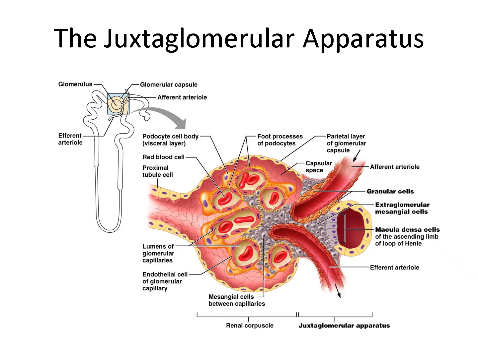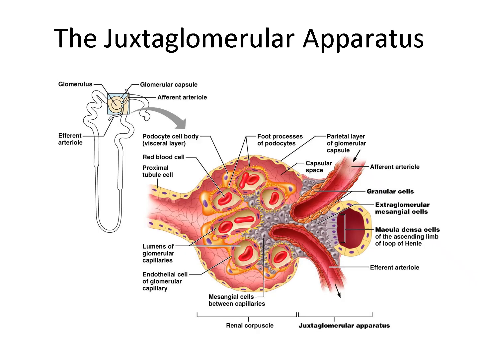The second component of the JGA are granular or JG cells. They are a small group of specialized smooth muscle cells found in a small part of the afferent arteriole just before it enters the renal corpuscle and forms the glomerulus. The JG cells are filled with granules of an enzyme called renin, which ultimately functions to maintain blood pressure and filtration rate of the kidneys.